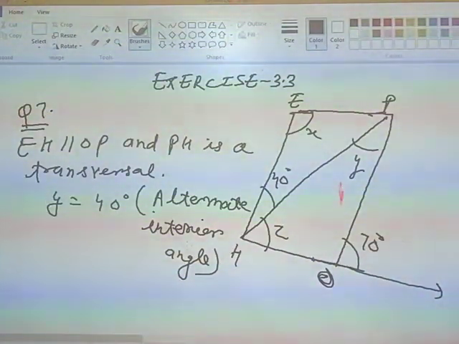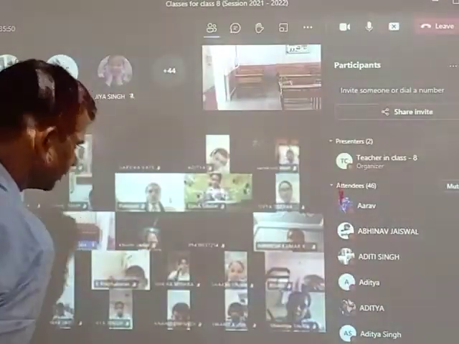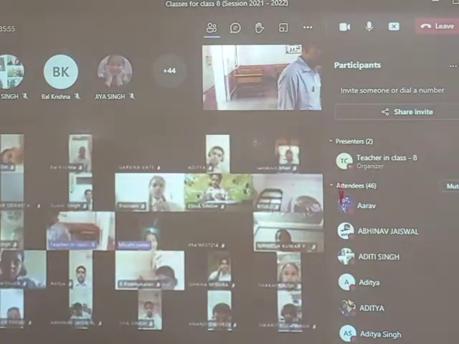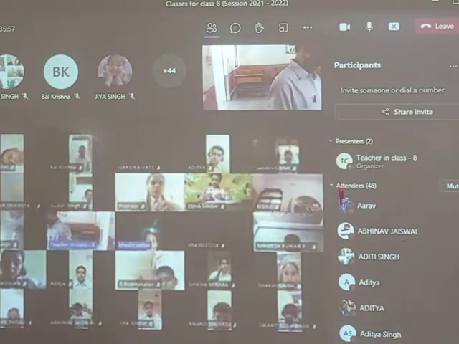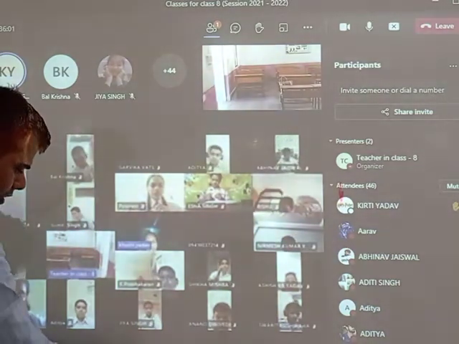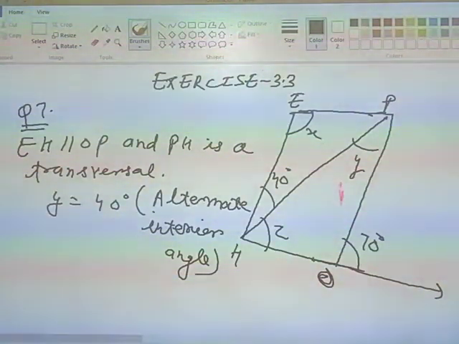Now we have to find out the remaining angles X and Z. Just see that equation. Students, first complete this question.